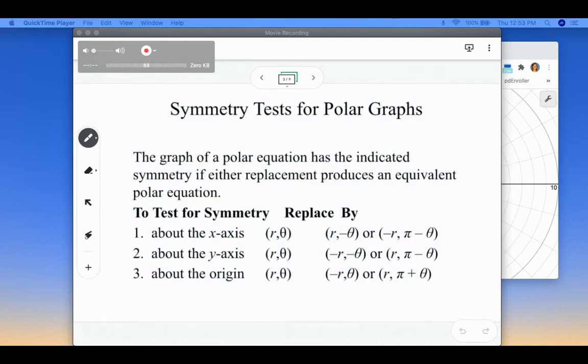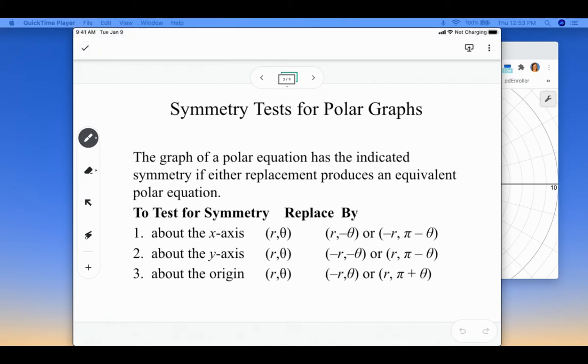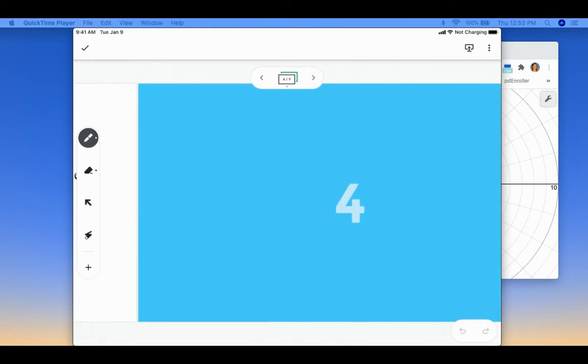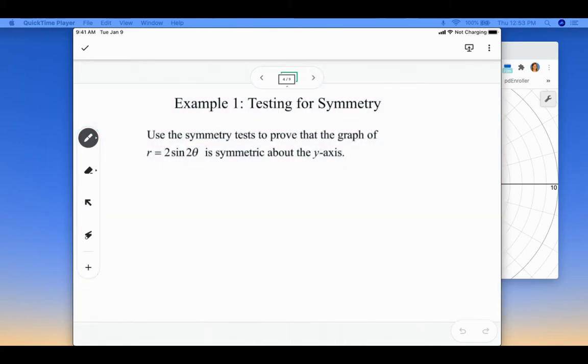The way that you're going to test for symmetry is replacing your r and theta by some combination of a negative r value or a negative theta value or both. So here's our example. It says use the symmetry test to prove that the graph of r equals 2 sine of 2 theta is symmetric about the y-axis.